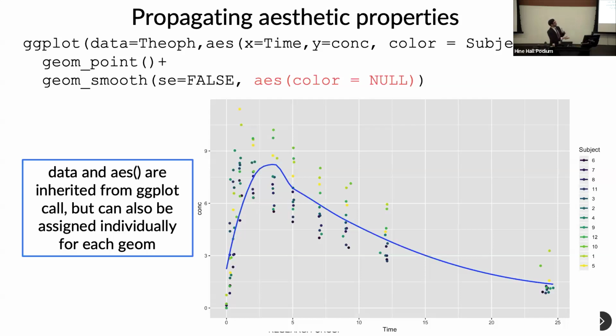We can also do the opposite here, where you don't have to assign your aesthetics up in the ggplot call. You can create individual aesthetics for each of your geometries. So you could say geom_point aesthetics, time, concentration, subject, geom_smooth aesthetics, time, concentration, that's all. I'll show a little bit more of that in the hands-on.